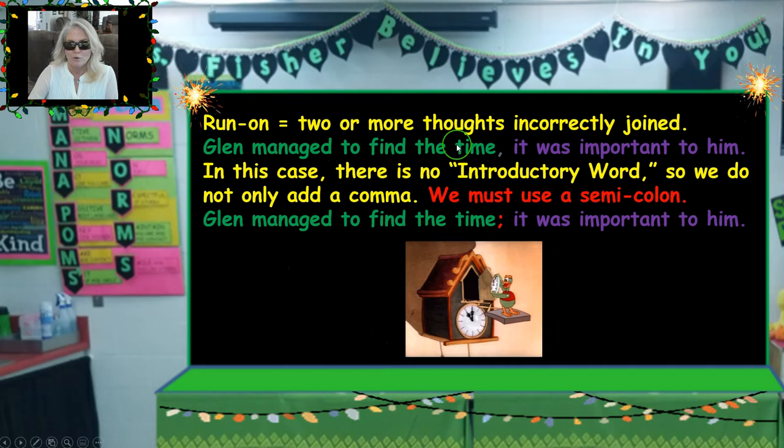So run-on, two or more thoughts incorrectly joined. Glenn managed to find the time. It was important to him. Now those are subject, verb with a comma in between. That is a run-on sentence. A comma doesn't go between subject, verb, subject, verb. As we've learned in our rules, we can put a semicolon between the two, and that would be okay. Glenn managed to find the time; it was important to him.